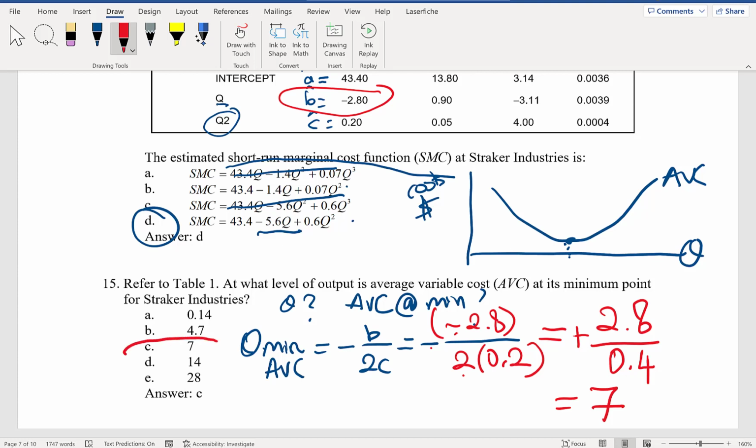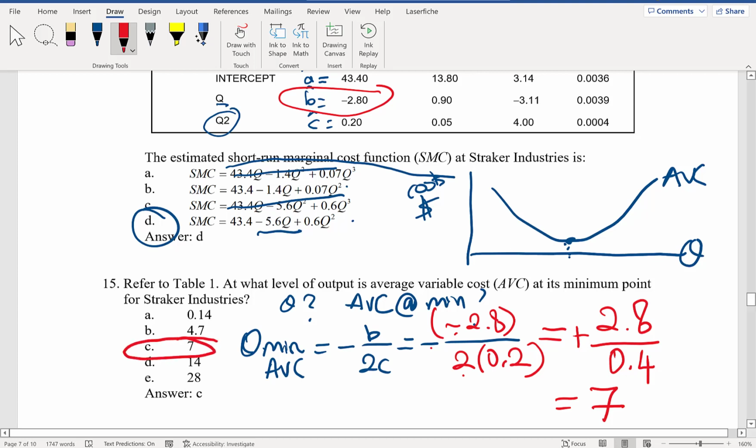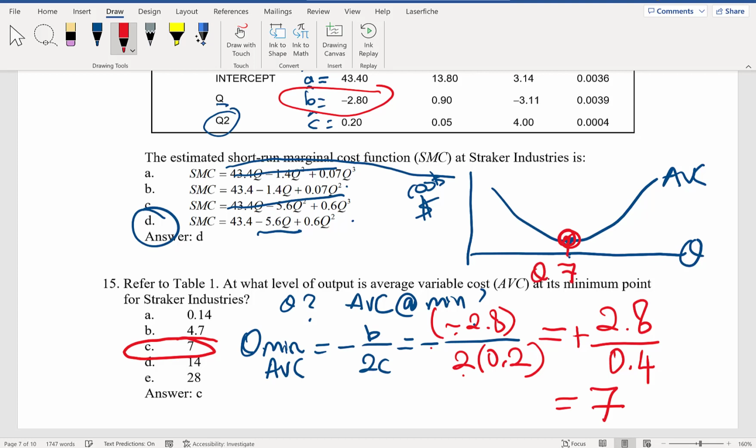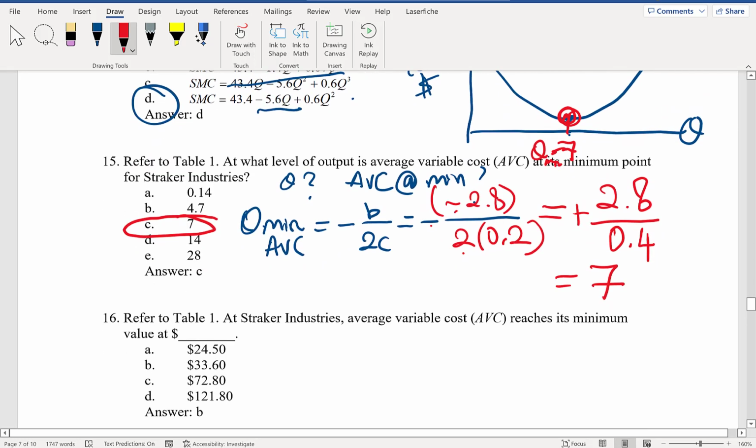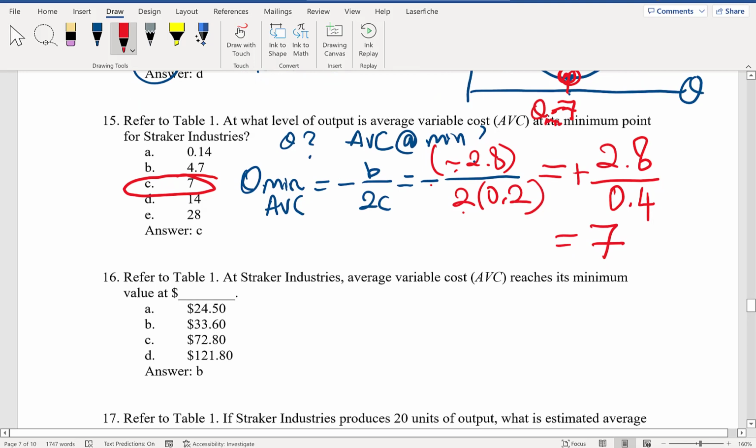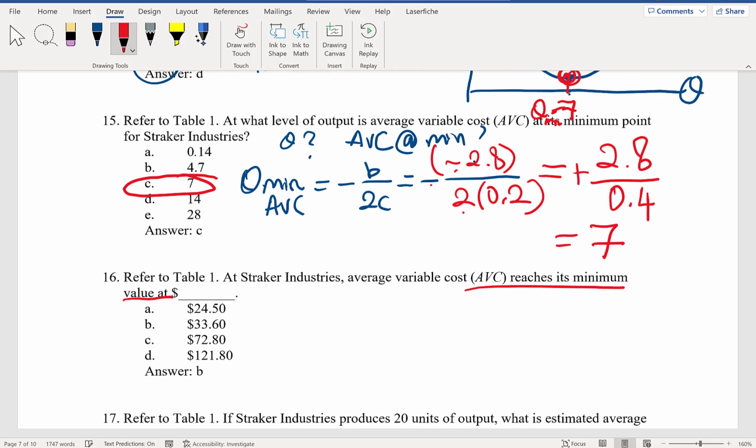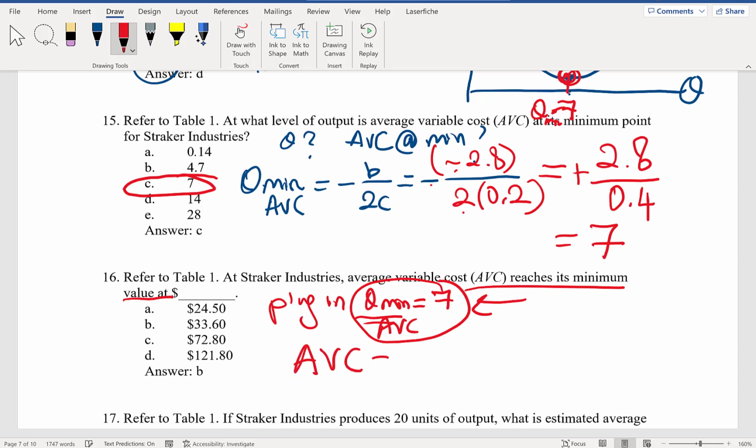So when you produce 7 units, you are producing at the lowest point of your average variable cost curve. Okay. Question 16. At Straker Industries, the average variable cost reaches its minimum value at... now we're going to plug in Q minimum, the level of output that makes average variable cost minimum. So you need to produce 7 units, right?